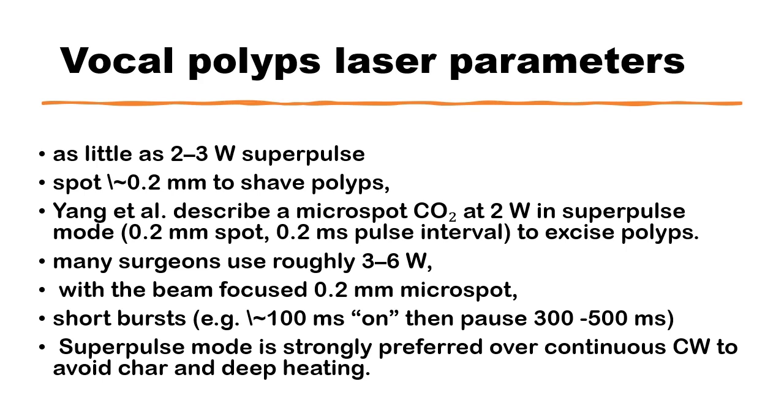Naturally, different surgeons would use different laser parameters for the same operation. This can be as little as only 2 to 3 watts in a super pulse mode. The spot size can be as small as 0.2 millimeters to shave the polyp, or you could use a longer linear or curvilinear with 1 or 2 millimeters rather than just a fifth of a millimeter spot size. Some surgeons have used the carbon dioxide with only 2 watts in super pulse mode, a very tiny spot, 200 milliseconds pulse on and 500 milliseconds pulse off.